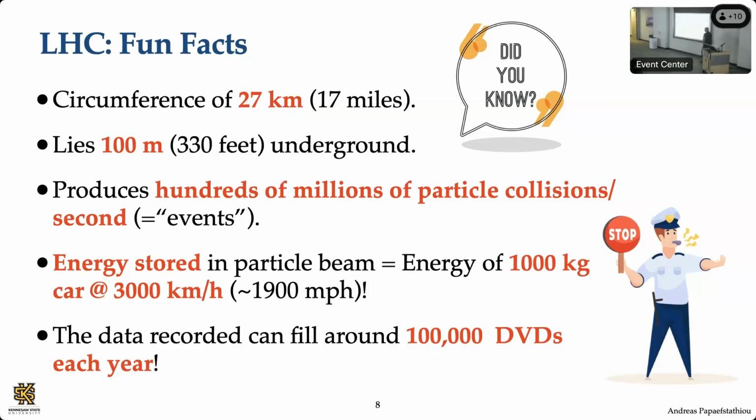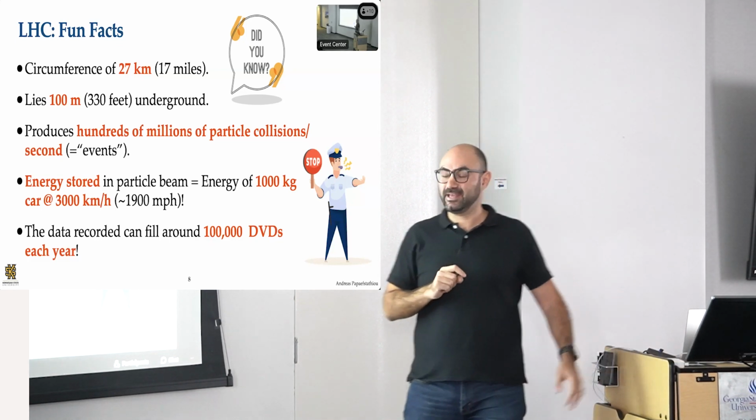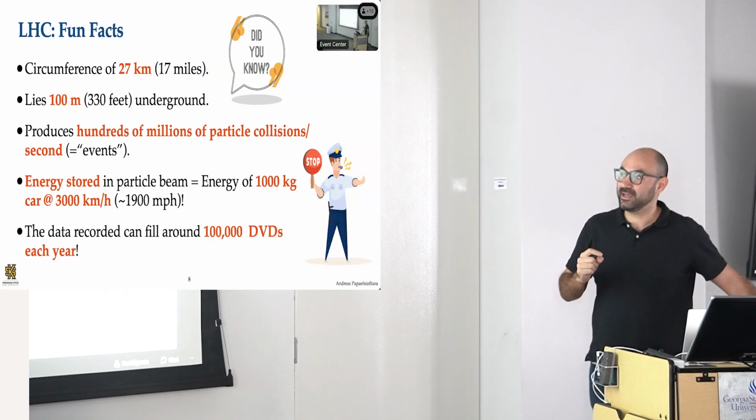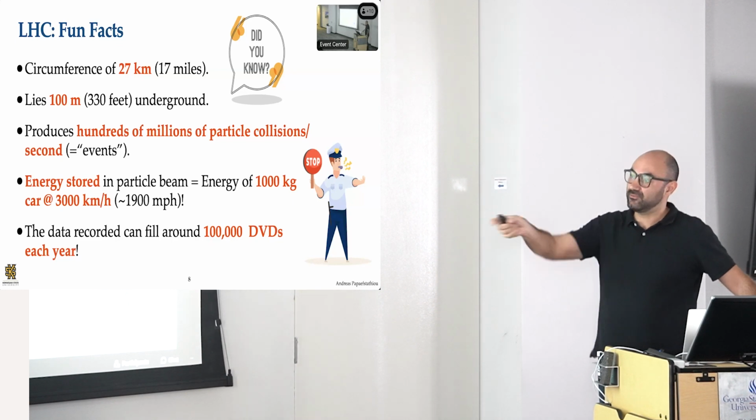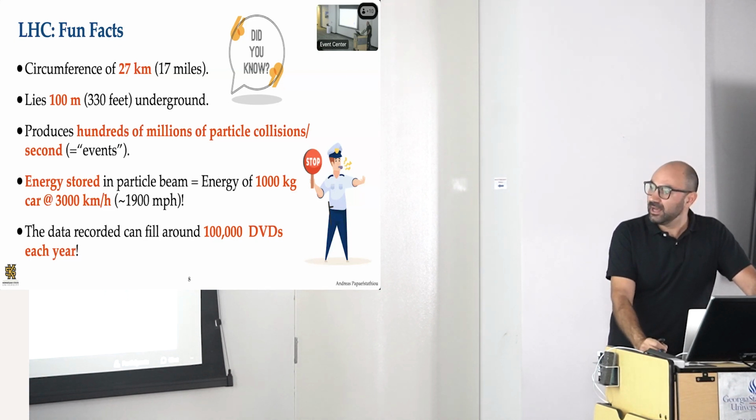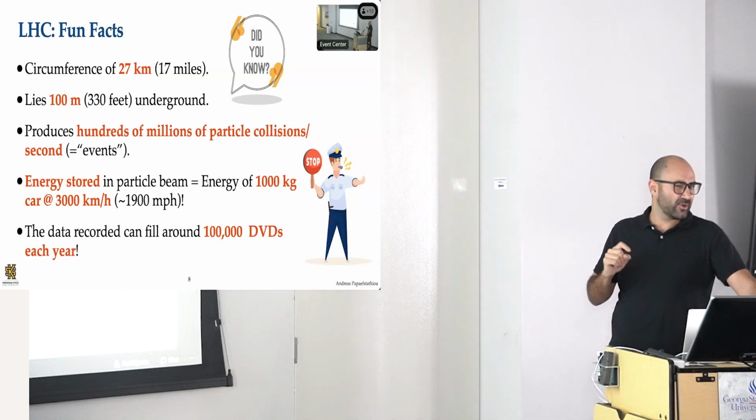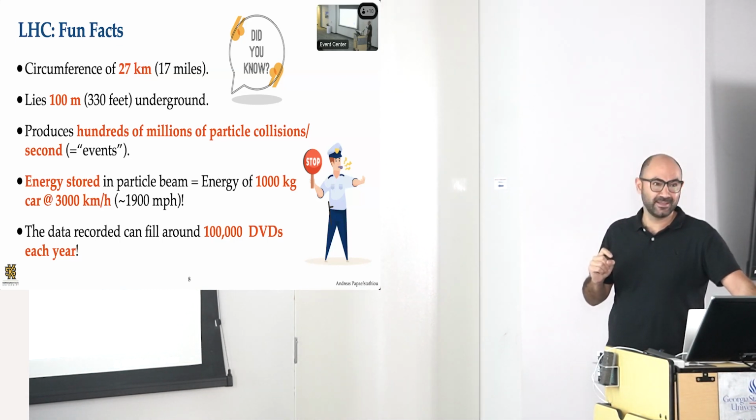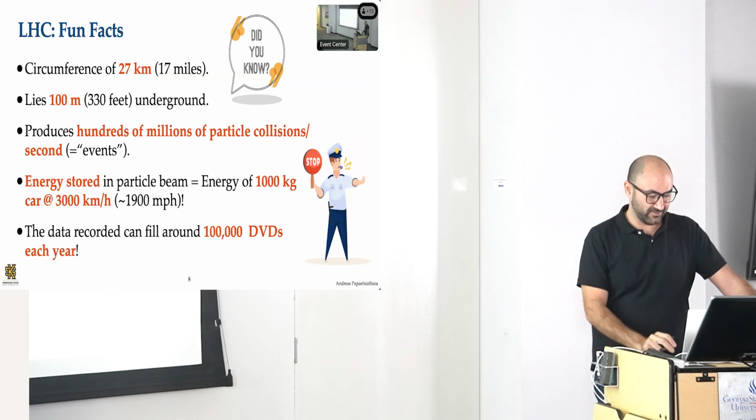So the energy stored in a particle beam, so that's all the protons that are being accelerated at the same time, is about the energy of a 1,000 kilogram car at 3,000 kilometers per hour. Okay, I asked my physics 2 class to do this calculation as an exercise for understanding what an electron volt is. So you can try this: about 1,900 miles per hour. And in case you're wondering how much data is being recorded, it's about 100,000 DVDs. And I now realize that DVD is probably not something we see every day. It's about 5 gigabytes, I think. It's between 4 point something and 8 gigabytes per DVD, so you can convert that.